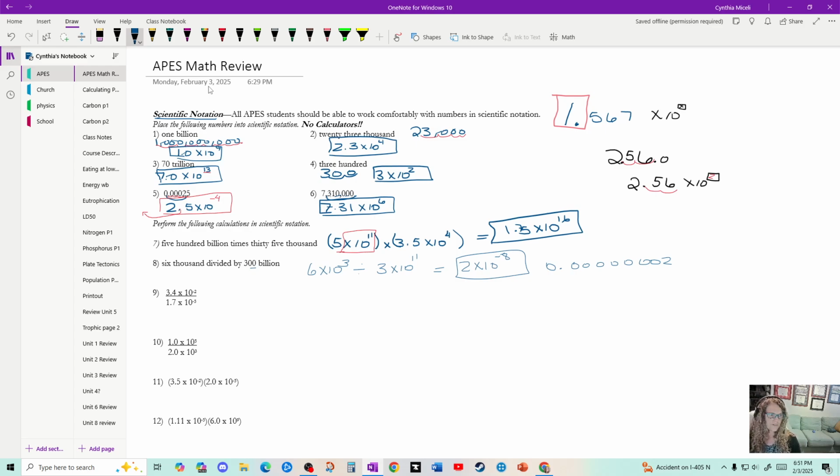Okay, so same thing. This is the exact same deal. 3.4 times 10 to the negative 2, which is really like 0.034, divided by 1.7 times 10 to the negative 5th, so that's like 0.000017. If you put that in your calculator, you're going to get 2 times 10 to the 3.